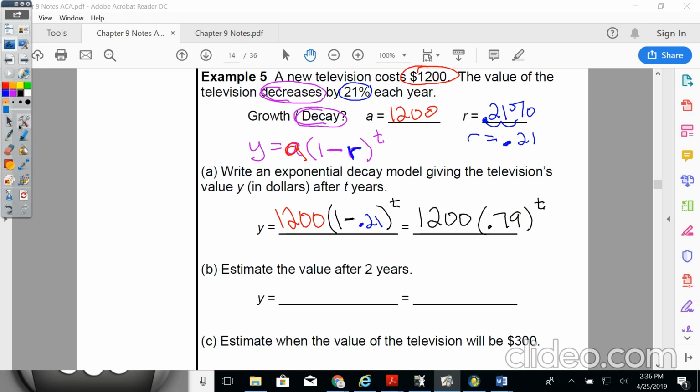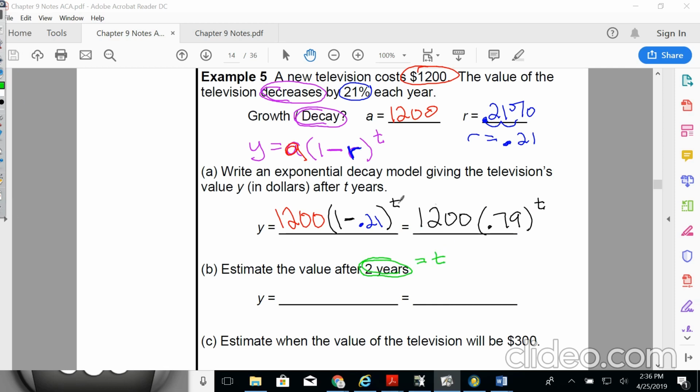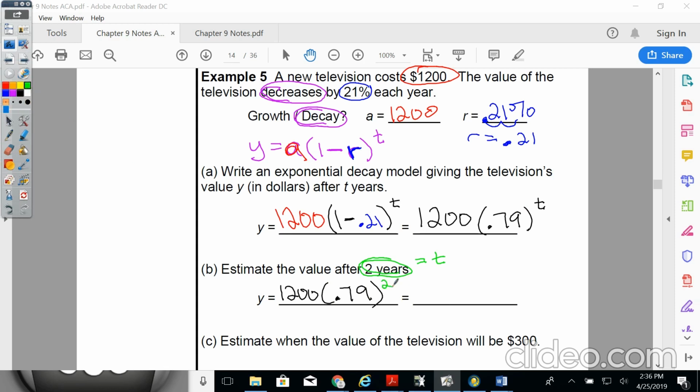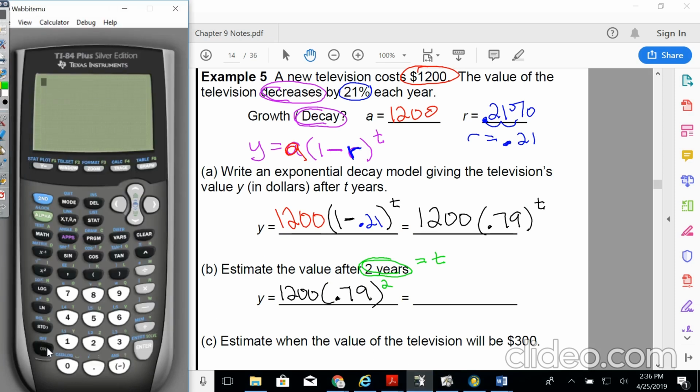So for part B, it says estimate the value after 2 years. The 2, since it's years, is giving us the time. So we're going to take our equation and plug it in for time. So 1,200 times 0.79 to the second power, so squared. Then we just type this exactly into the calculator. So back on the calculator, we're going to go 1,200 times 0.79 to the second power.